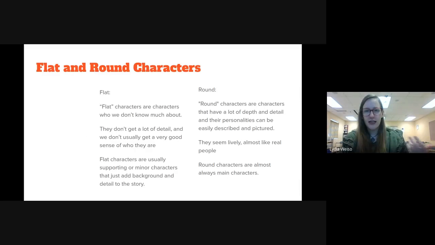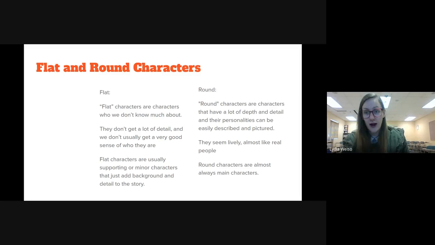So the flat characters, again, are the ones we don't know much about. And it's really hard to have a flat character who is also a main character. Because in order for someone to be a main character, you need to know some stuff about their motivations, their interior space, their psychology, their wants, their needs, their conflicts. And for a flat character, you just don't get that kind of detail. Good flat characters are in a story just to give it some context, to give it some texture, to make it feel a little more realistic.